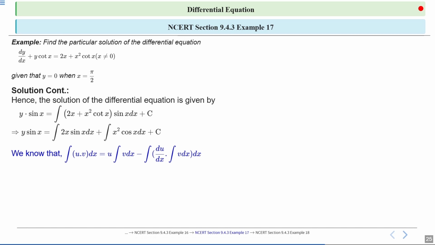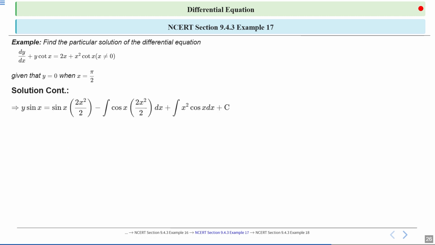Now we have to integrate both terms. So we apply the product rule, integration by parts, to find the value of the integral, and the by parts rule is integration of uv dx is equal to u into integration of v dx minus integration of du by dx into integration of v dx dx. So y sin x is equal to sin x into 2x square by 2 minus integration of cos x into 2x square by 2 dx plus integration of x square cos x dx.